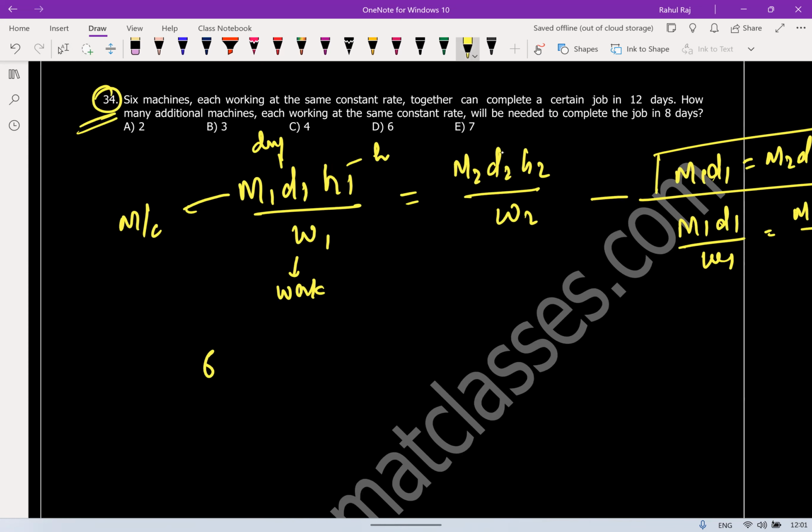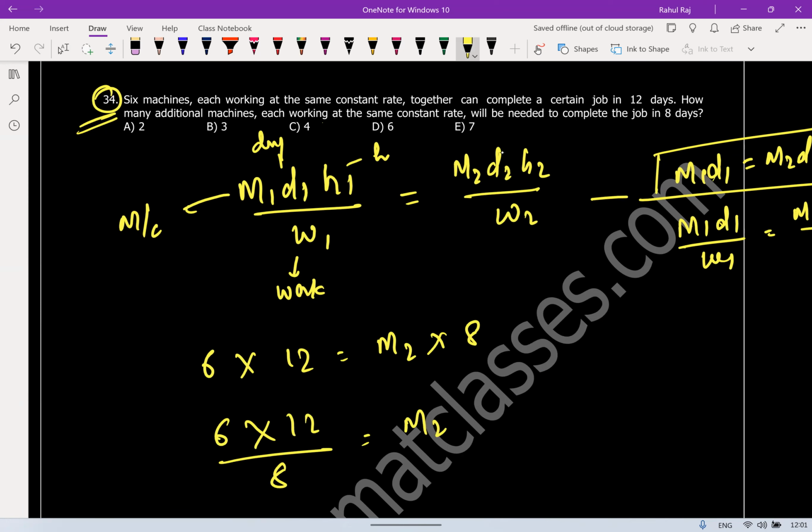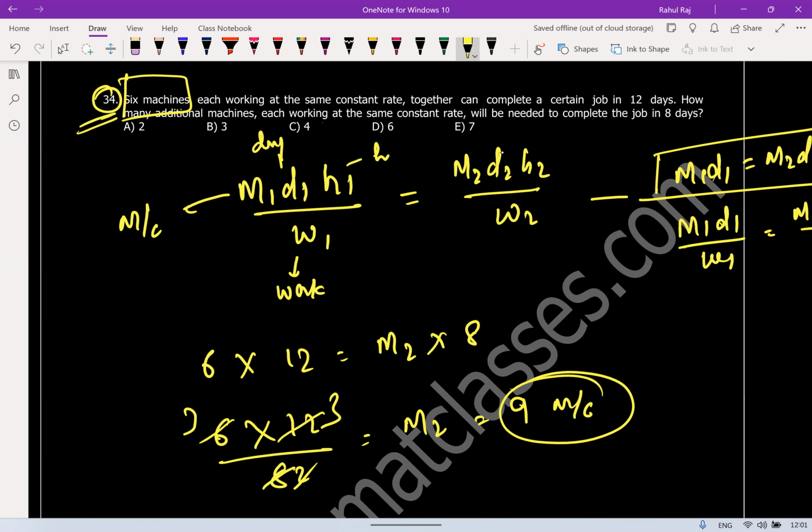So it says six machines working at constant rate can complete a job in 12 days. How many extra machines are required, each working at the constant rate, to complete the job in 8 days? So 6 into 12 by 8 is equal to M2. This is nothing but 4 threes are 12, 9. That is 9 machines. So what is the extra machine? Already 6 machines you had. So 9 minus 6, 3. That is the extra machine that you will get.